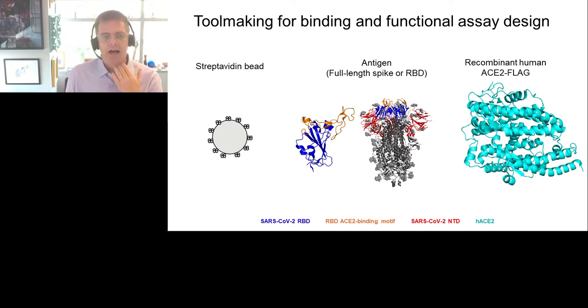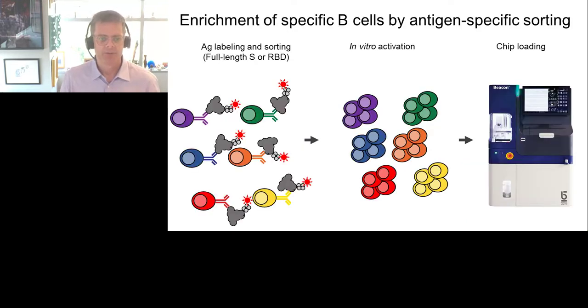And we could build assays by labeling antigen and identifying antigen-specific B cells by flow cytometric sorting. So we sorted antigen-specific cells, spike or RBD cells, activated them in vitro, and then we worked with Berkeley Lights, in this case on their Beacon instrument, which was a fantastic collaboration.